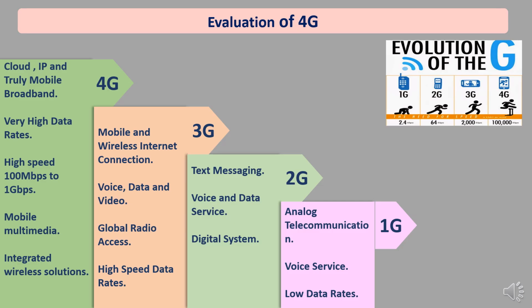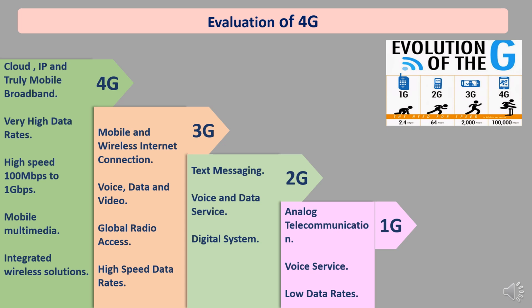To understand 4G, let's quickly revisit how we got here. 1G appeared in the 1980s. It was analog, designed only for voice calls, and had limited coverage and security. 2G, introduced in the 1990s, moved to digital signals. It allowed text messaging, SMS, and basic data transfer, using technologies like GSM and CDMA.